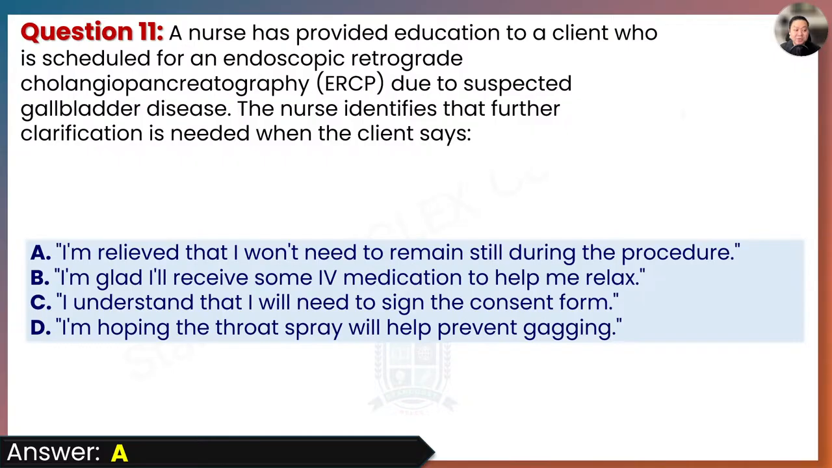Now, what about letter C? This is also a correct statement, because the client needs to sign a consent form before the procedure so they understand the risks and the benefits. Letter D is also a correct statement, because a local anesthetic spray is typically applied to the throat before the procedure to reduce gagging and discomfort when the endoscope is inserted. Again, this is a statement that reflects understanding. 12.